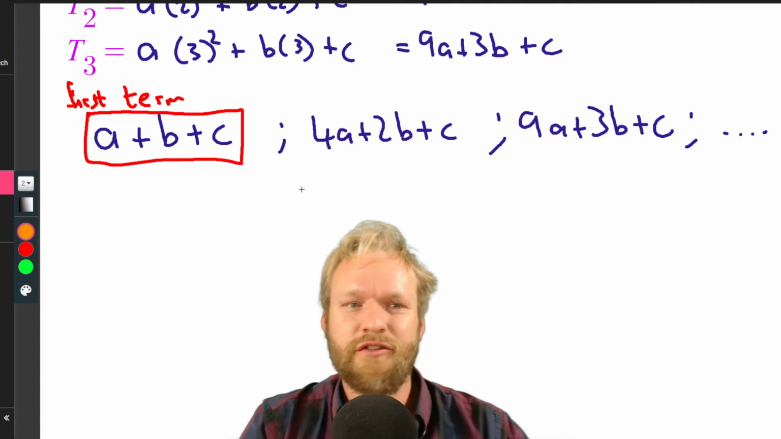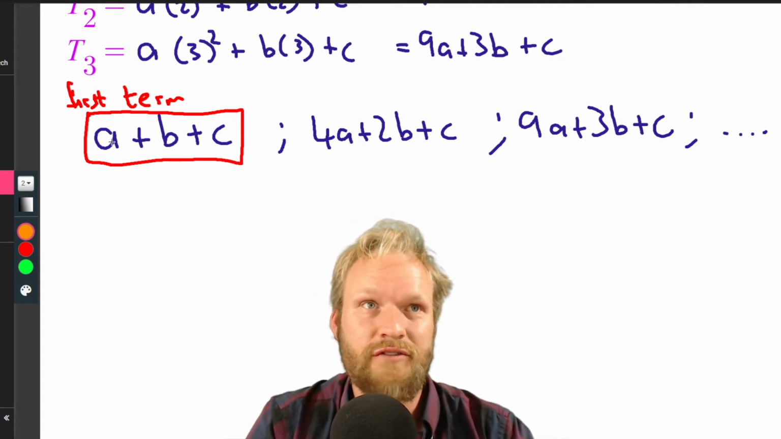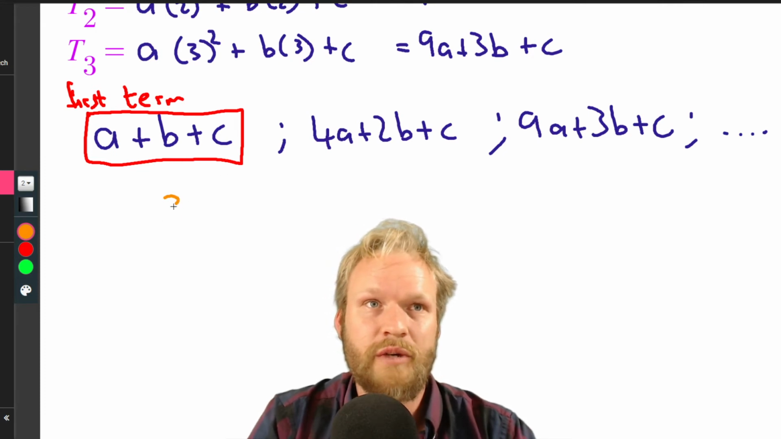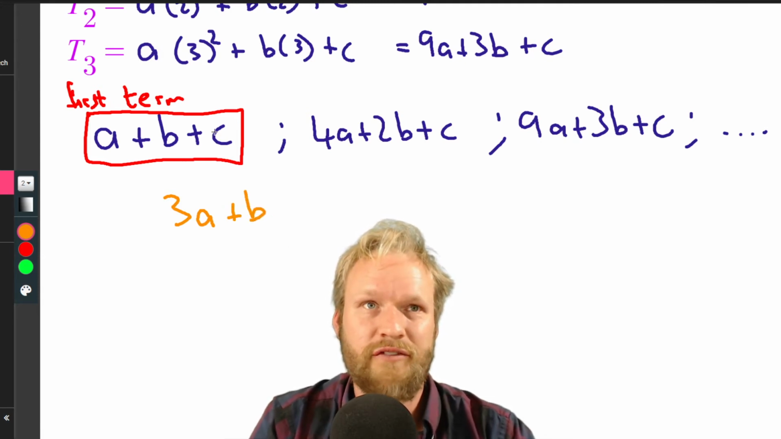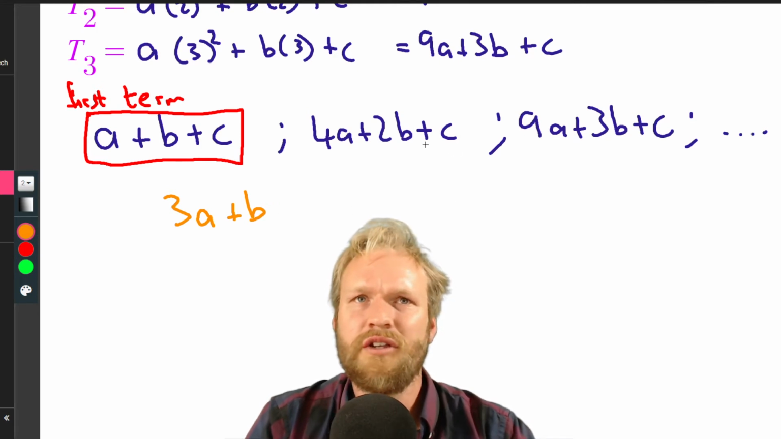I think a useful way of looking at this is just to do it variable by variable. What do we need to do to get from a to 4a? Well, we need to add 3a. What do we need to add to get from b to 2b? We need to add another b. What do we need to add to get from c to c? Well, nothing.